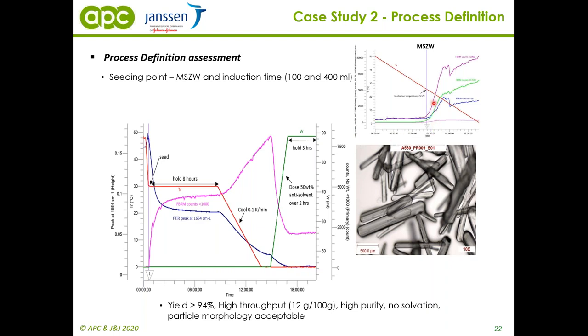And just by noting what is the metastable zone width, based on that, we choose what is the seeding point. So 30 degrees in this case. And after cooling down, there was unwanted nucleation. And after cooling down, we were adding heptane up to 50% just to get the yield. And I think this is also a very good run, which is only process definition assessment. So first run. And of course, it can still be optimized, but it gave a high yield, no solvation, and very high throughput, and the particle morphology was acceptable.